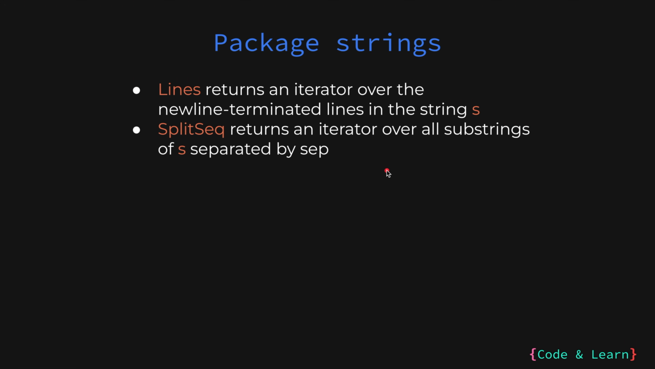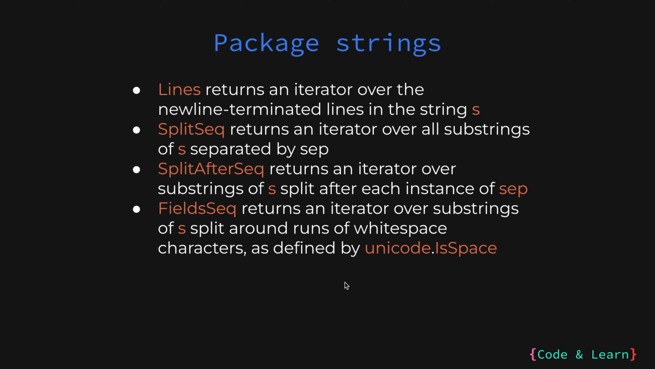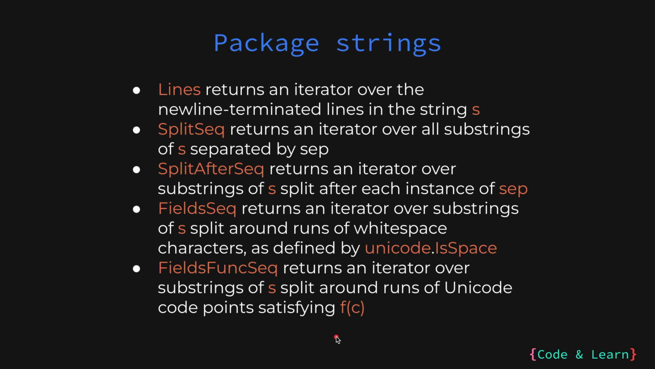Similarly, SplitSeq returns an iterator over all substrings of s separated by the separator. Then we have SplitAfterSeq, which returns an iterator over substrings of s split after each instance of the separator. FieldsSeq returns an iterator over substrings of s split around runs of whitespace characters. Then we have FieldsFuncSeq, which returns an iterator over substrings of s split around the Unicode code points satisfying f(c).